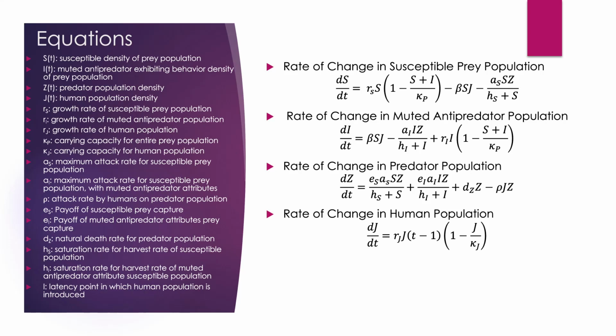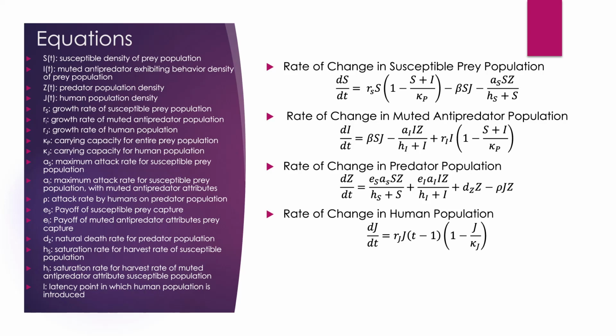Here is our basic form of the equations. We have all of the parameters here on the left side that you guys can look into. As for the equations themselves, we will go over the four bullet points. The first one is the rate of change in the susceptible prey population.